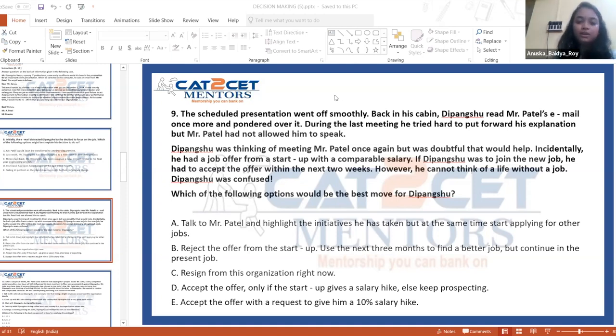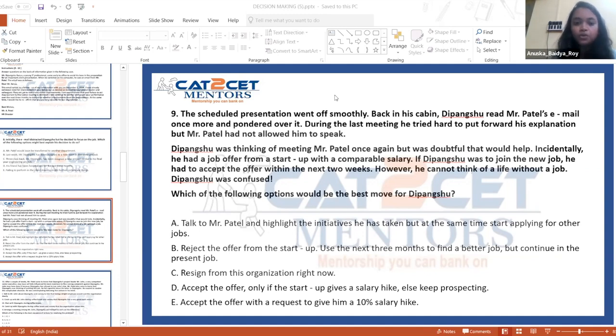A. Talk to Mr. Patel and highlight the initiatives he has taken, but at the same time, start applying for other jobs. Okay. So is this the best move for this guy who is already not valued in the organization, has already spoken to the HR once, and has seen that it's of no use. HR is not listening to this person. So is this the best possible option for Dipanshu? Maybe not. We have to look at the other options.